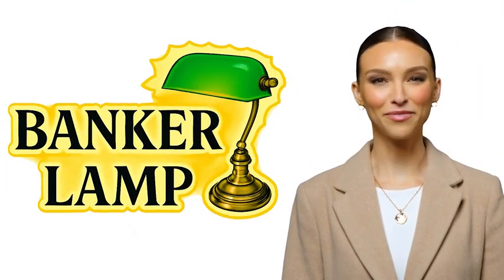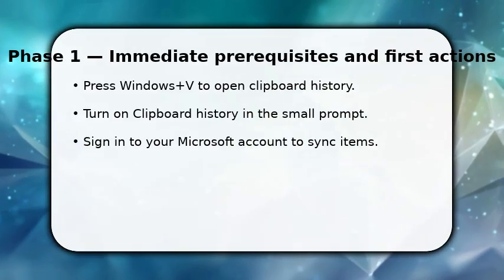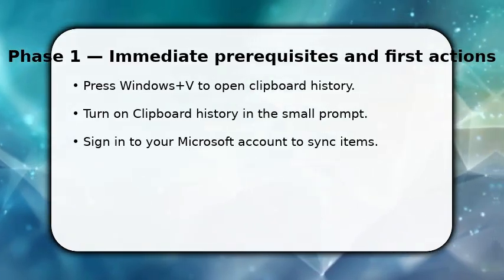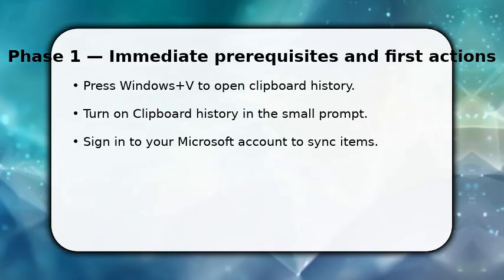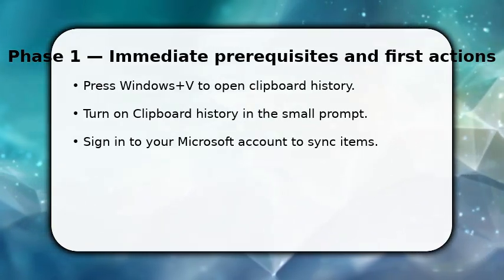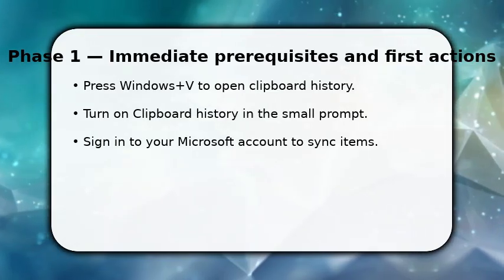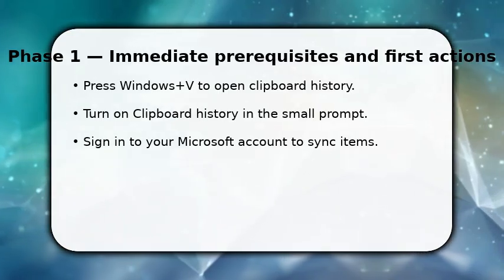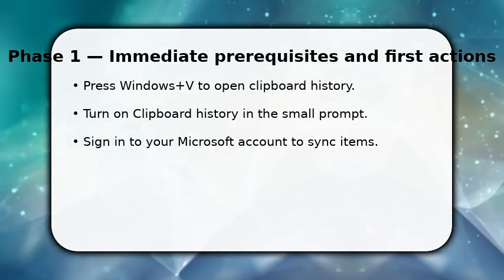Please enjoy the video. You start by enabling the feature because Windows 10 does not have it on by default. Press Windows plus V and a small prompt appears. Click Turn On so Windows will store copied items. Make sure you're signed into your Microsoft account if you want sync across devices. This saves time and keeps the same clips on another PC.